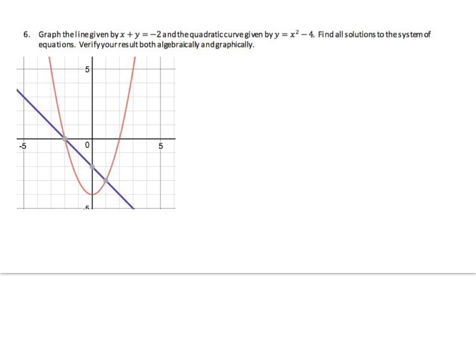Okay, last one. Go ahead and try this one on your own, and we can check solutions, but you don't need me. I've got 2 equations. Go ahead and find the solutions. There will be 2. I have a parabola and a line.